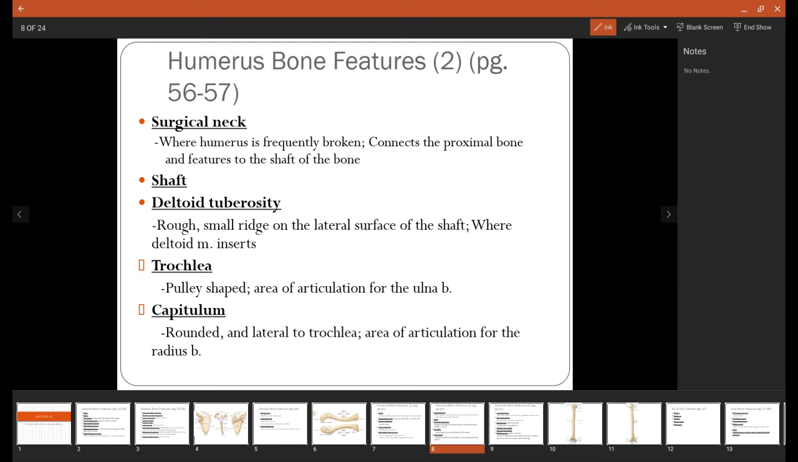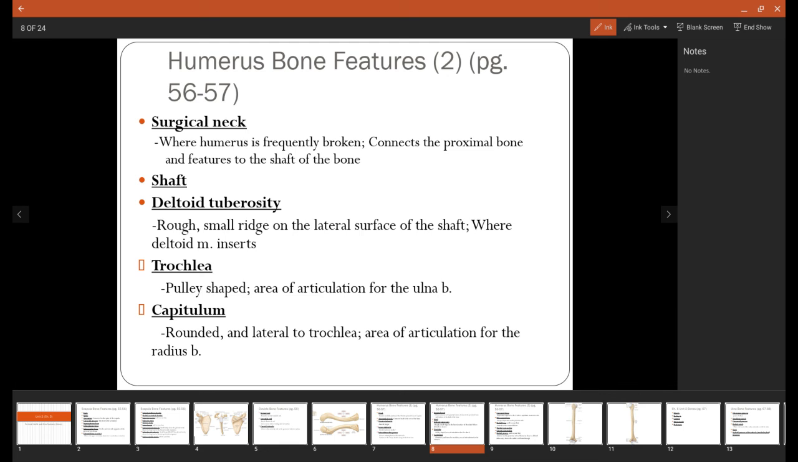And then we're also going to have something called the deltoid tuberosity. Now, one thing you want to note about the deltoid tuberosity is it's located on the lateral side of the bone. And it's just going to be a small little ridge, kind of a rough projection on the shaft, on the lateral side of the shaft. And this is going to be where your deltoid muscle is going to insert.